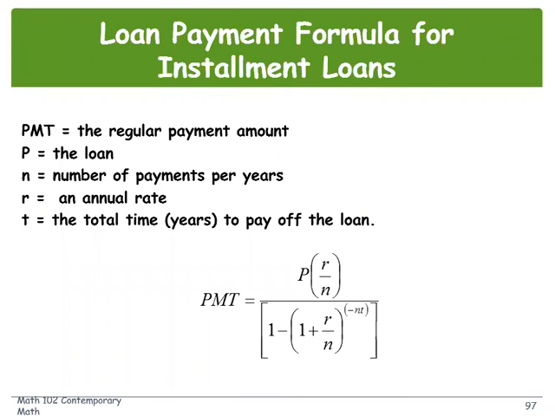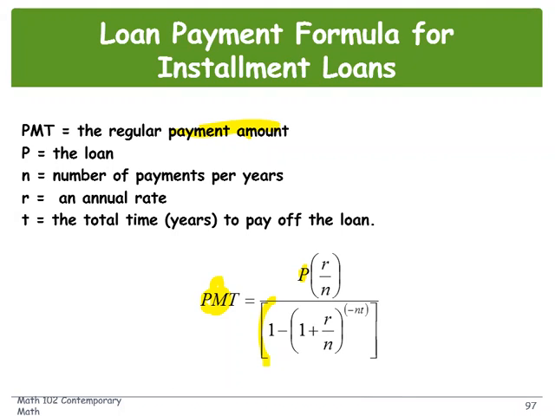The formula to compute the regular payment is PMT, the payment amount, equals P times R over N, all divided by the quantity 1 minus the quantity 1 plus R over N raised to the power negative NT, which is the same formula used to compute the installment loan in the previous section about cars. So the PMT represents the regular payment amount, usually per month.